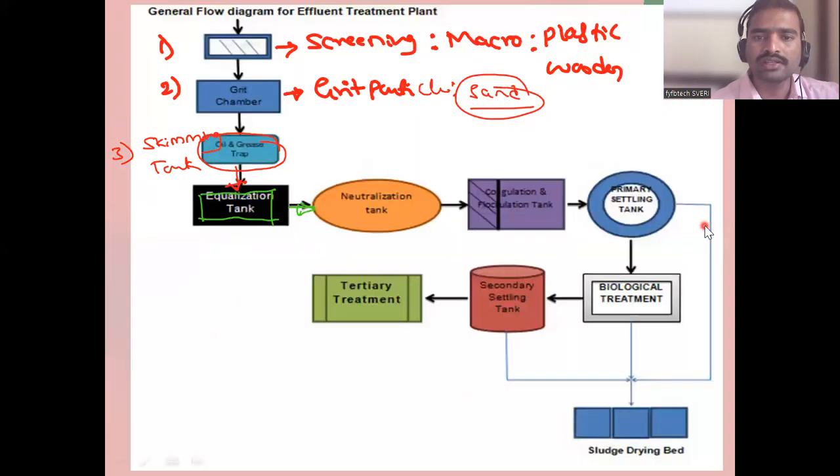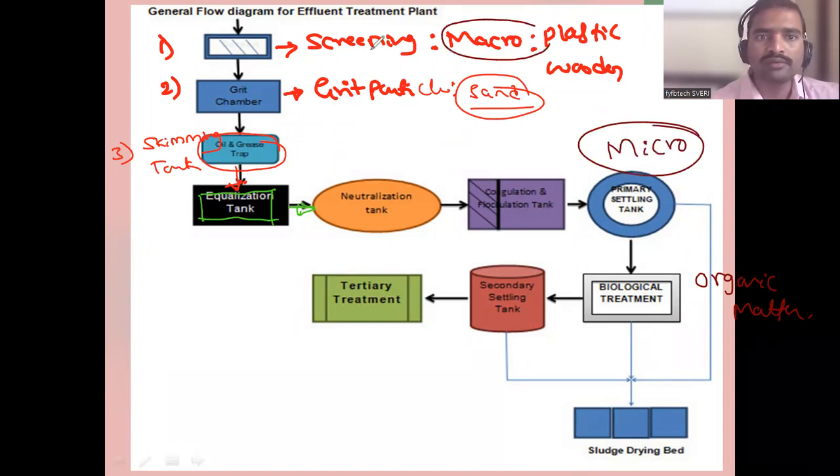From the primary settling tank, whatever waste is there is taken into the sludge. Again, the water is transferred to the biological treatment. So here in the primary settling tank, all the microparticles are removed. In this biological treatment, which type of material is removed? Organic matter is removed. Here in the primary, microparticles are removed.